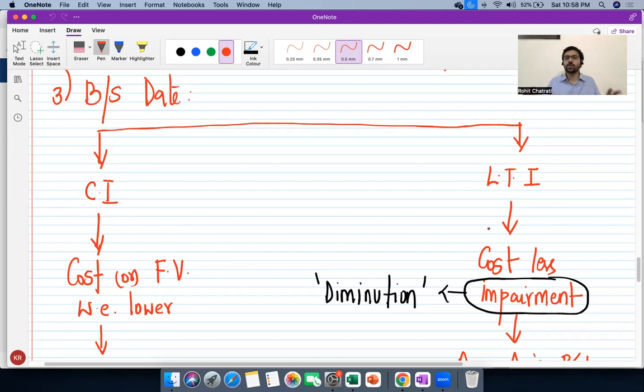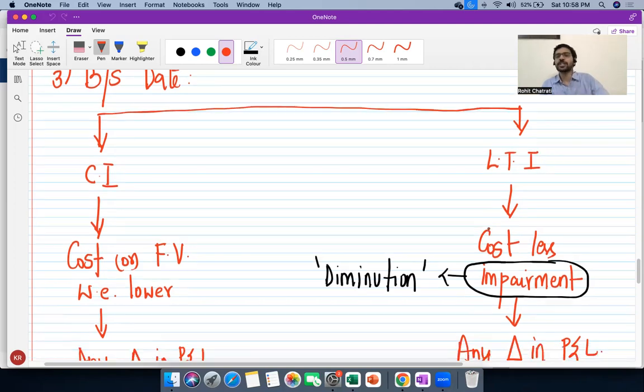Remember this as a golden rule. Any contra asset, if you're creating a provision for any asset, that will never be shown as a liability. It is always going to be shown as a reduction from the asset. Debtors minus provision for bad and doubtful debts. Inventory minus provision for obsolete inventory. Cost of investment minus provision for diminution. It's always going to be shown as a reduction from the asset, and it's never going to be shown on the liability side, although it has a credit balance.